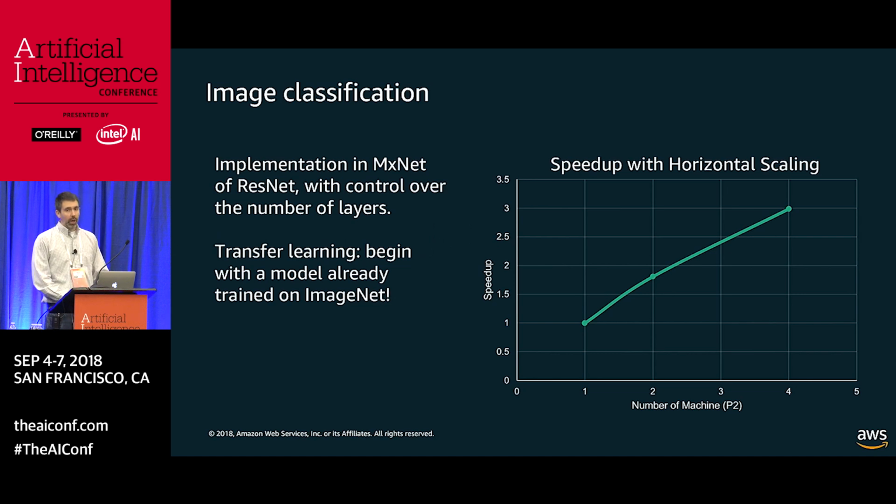Computer vision, so I mentioned we have an image classification algorithm that's implemented in MXNet, and it uses ResNet. And you can control the number of layers and a variety of other hyperparameters, obviously. You can also do transfer learning with it. So you can start with a model that's been pre-trained on ImageNet, and then start from that and fine-tune your last layers of weights, or retrain your last layers of weights, and still get a really good fitting model, even if you don't have a lot of data that you personally have labeled.